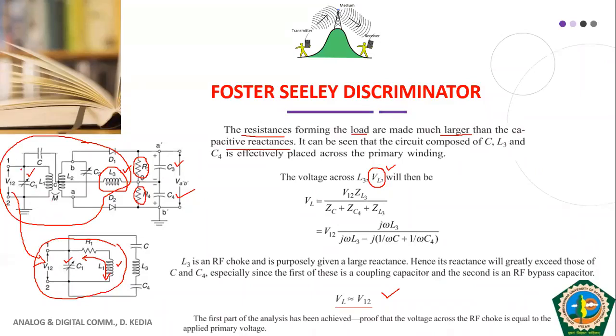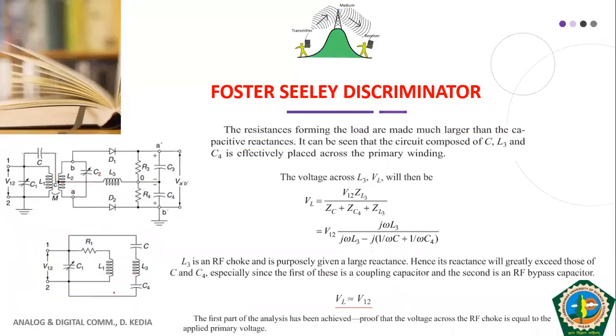Now at the output, at one end of C1, we have connected C, this coupling capacitor. This coupling capacitor is connected through the center tap directly to L3. So this C is connected to L3, and through L3 we move to C4 and then we go to ground. And this is also ground. Let me show you once again.